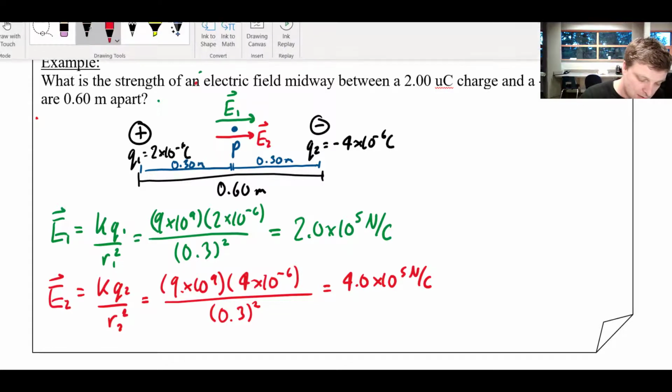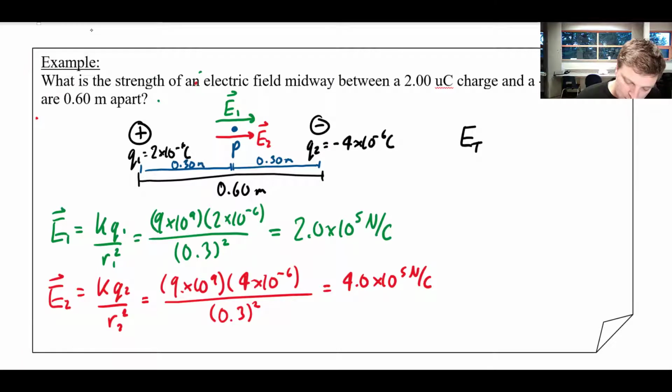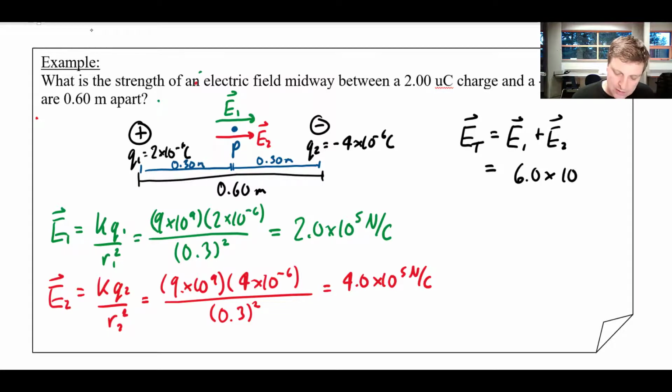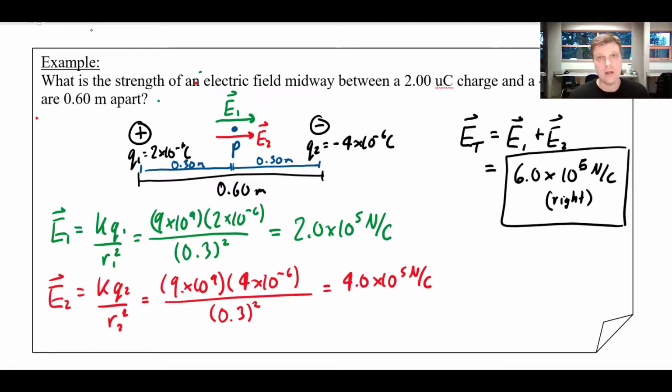So in this case, to find the total field, if they're both directly to the right, it would just be the sum of the individual fields. So in this case, I'll just add them up. And so this would be E1 plus E2, which is going to be 6.0 times 10 to the 5 newtons per coulomb. And if you want, you could say to the right, although I think we kind of captured that in our picture that we drew right there.